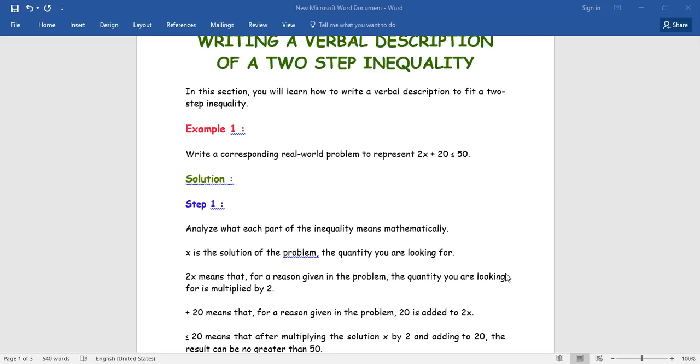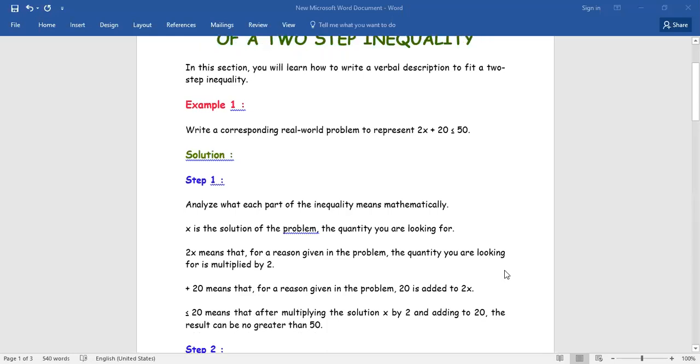So the whole question depends on the value of the variable. When 20 is added to 2x, it is less than or equal to 50. That means after multiplying the solution x by 2 and adding 20, the result can be no greater than 50, less than or equal to 50, at most 50.